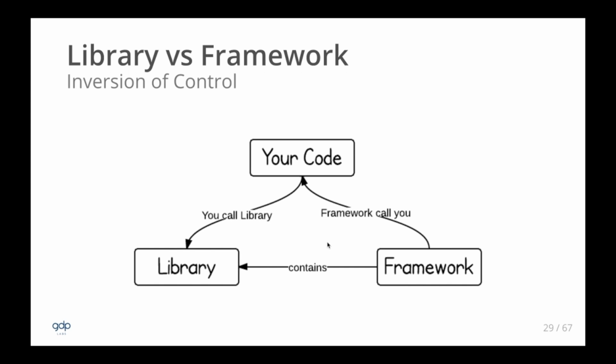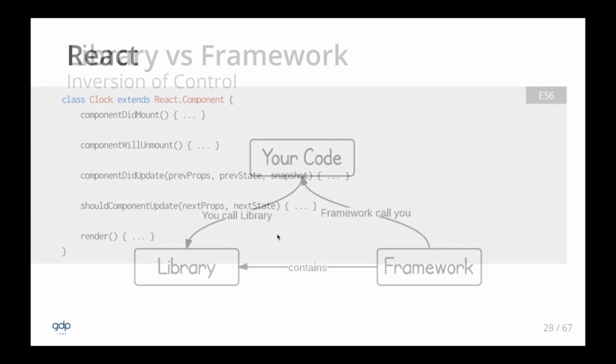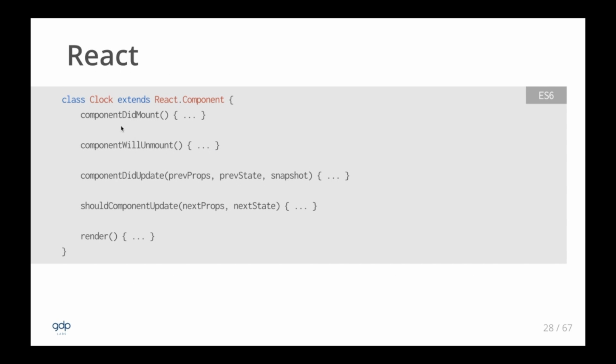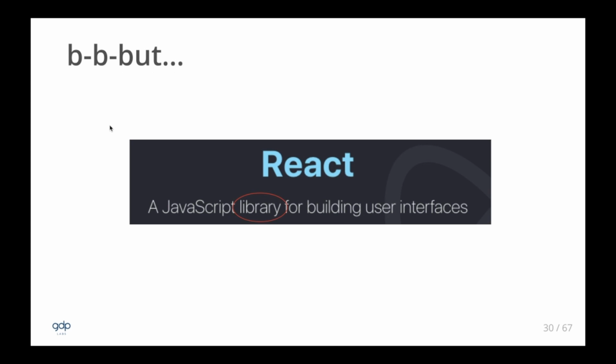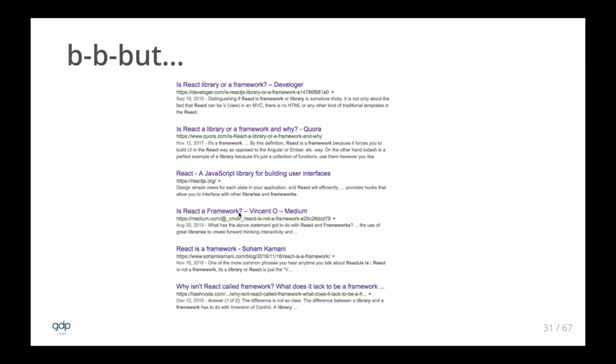Now, this is a problem with definition. If we refer to this diagram, it should be obvious that React is a framework, because the React framework will call this method. We do not call this method ourselves, but it will be called by the React framework. But the official website of React.js clearly states that it's a JavaScript library. So we're not going to discuss that in this presentation. I will leave it up to you whether you think React is a framework or a library.